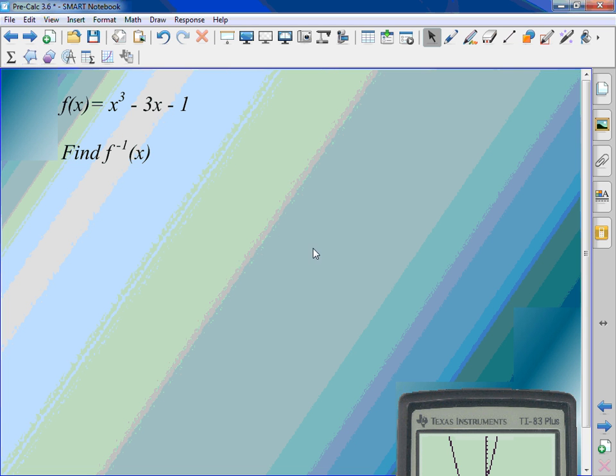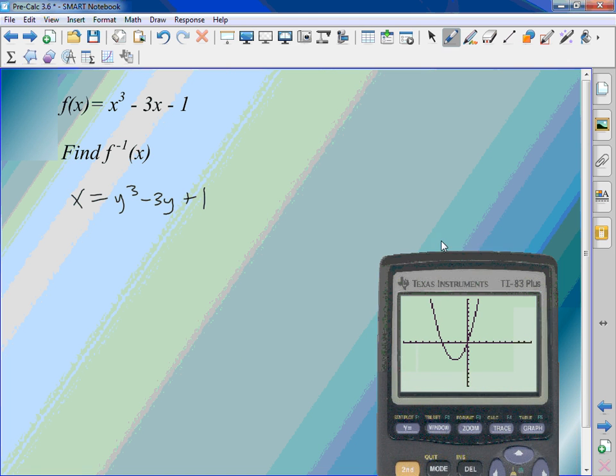Find this one. Is the inverse a function? What do I need to use in order to solve this? As much as I can do is this: x equals y cubed minus 3y plus 1. Can I rearrange this one and solve it? No, it's cubed. We haven't worked with cubes yet.